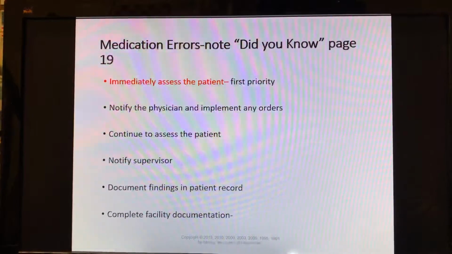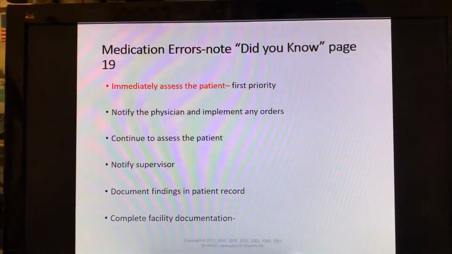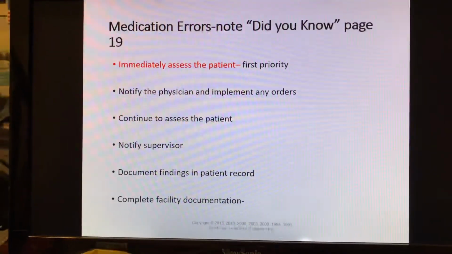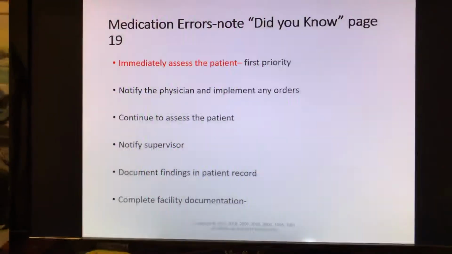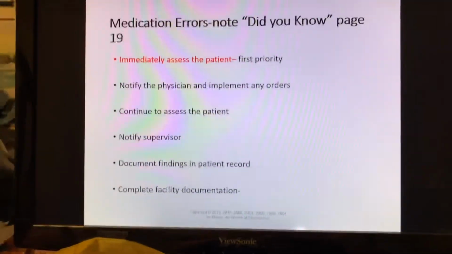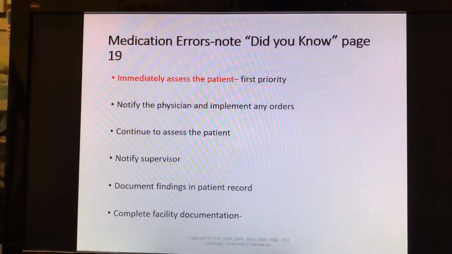The first priority is to immediately check the patient. Say, oh, shouldn't you call the nurse? Shouldn't you call the doctor? Yeah, you want to do that. But first you have to see what you're dealing with. The minute you realize you have made an error, you need to check on the patient and find out what condition they're in. Because if you notify the physician, they're going to want to know. So you're going to immediately check on the patient.